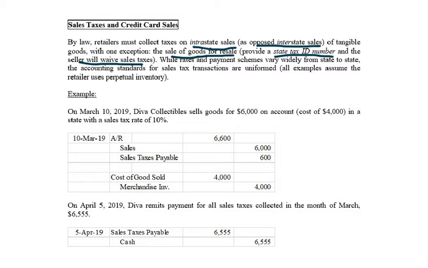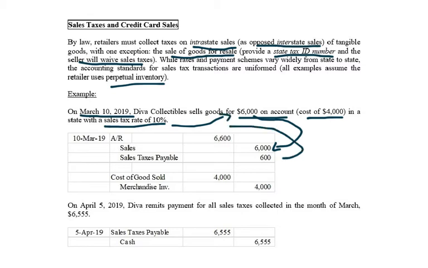So in this case, we're going to do something for Diva Collectibles on March 10th of 2019. They sold $6,000 on account with a cost of $4,000. Again, we're doing this assuming perpetual inventory in a state with a sales tax rate of 10%. Right. So the particulars here: the amount of the sale is going to be still $6,000. And we're going to take 10% of that $6,000, and that's going to equal the amount of the sales taxes payable.